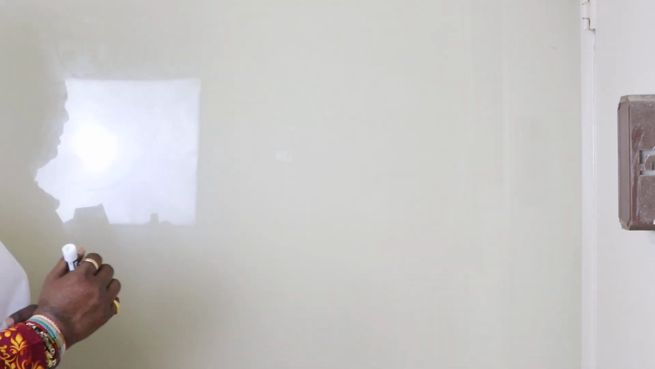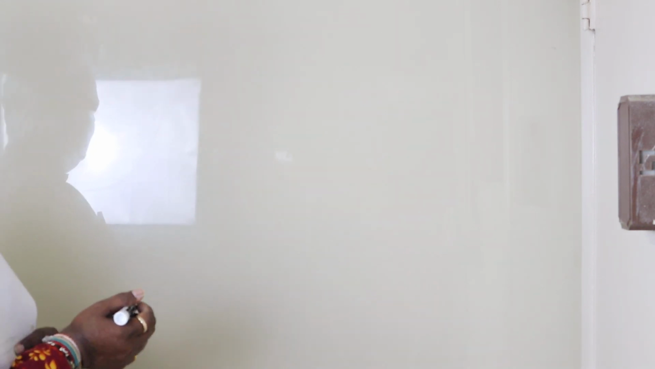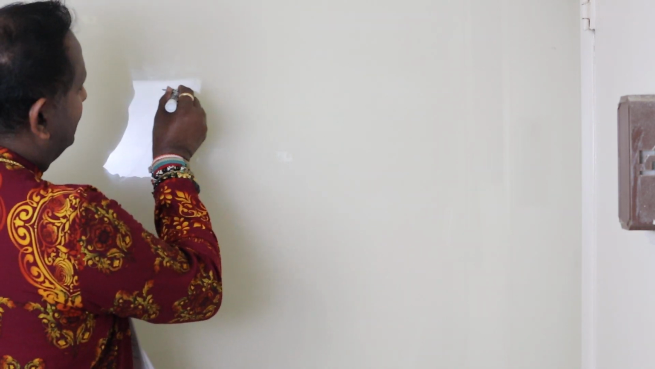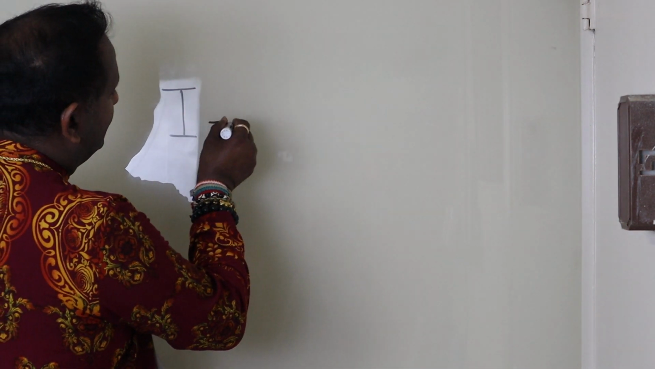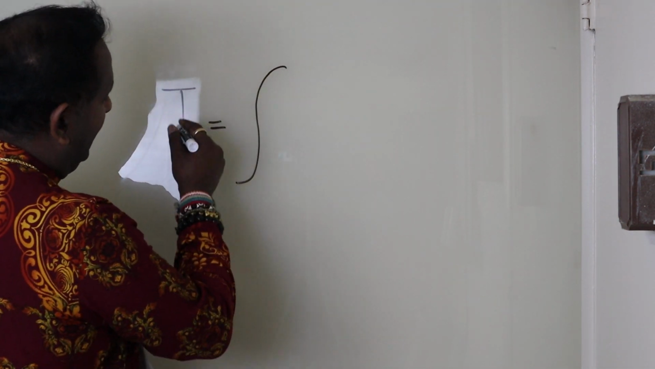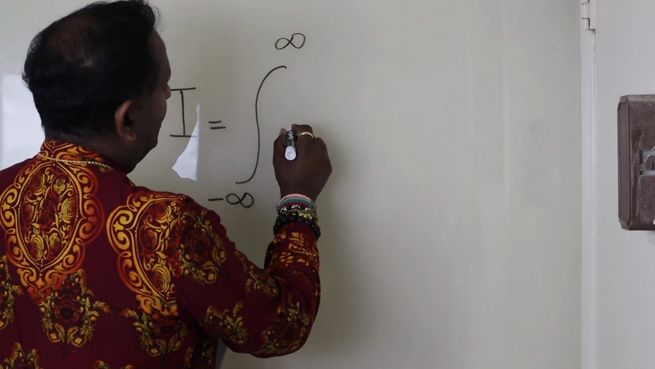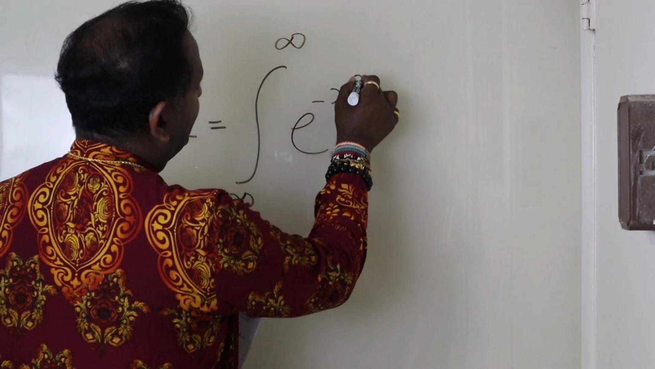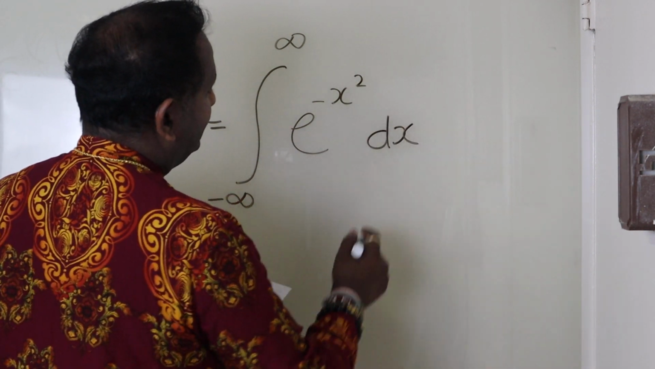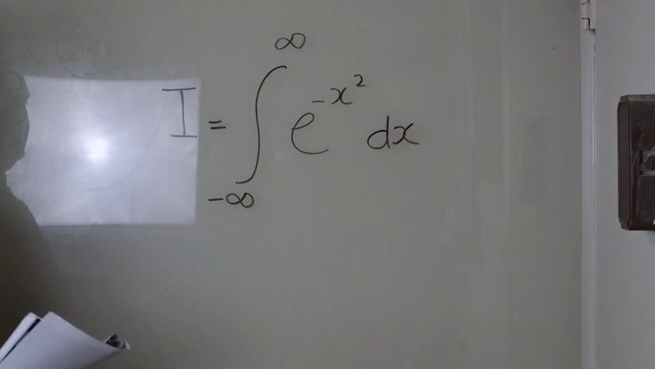Let's look at what we're going to do today. I'm planning to go through an evaluation of an integral. You might have seen this integral, or you haven't seen it as of now, but still you can get a rough idea by looking at it. This is I equals the integral from minus infinity to plus infinity of e to the minus x squared dx. This is the integral I want to get done.